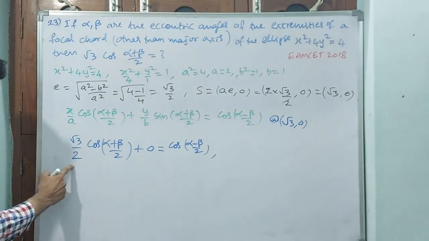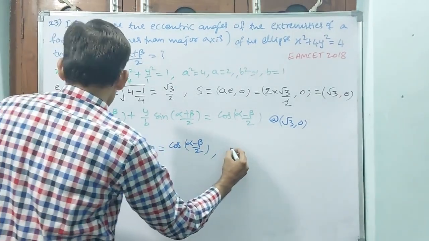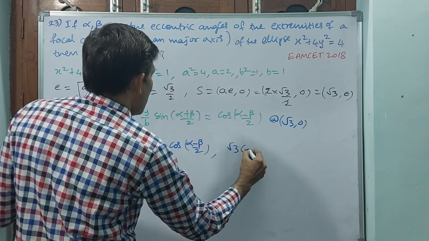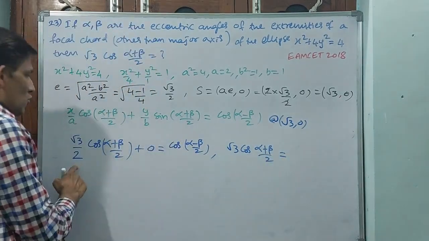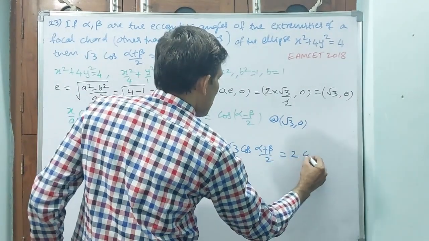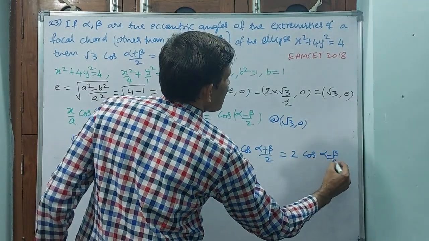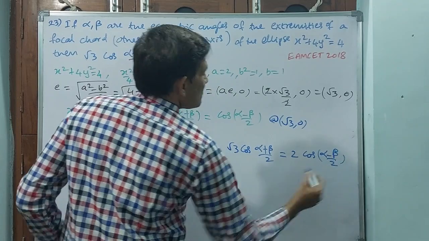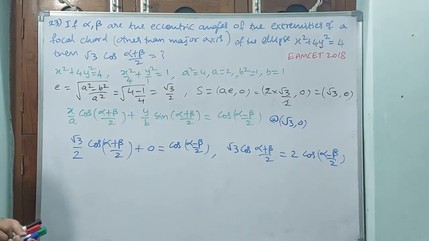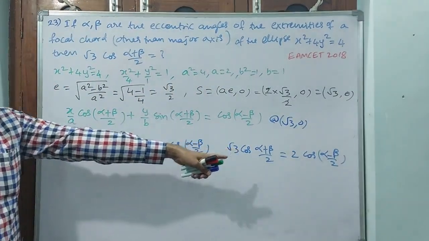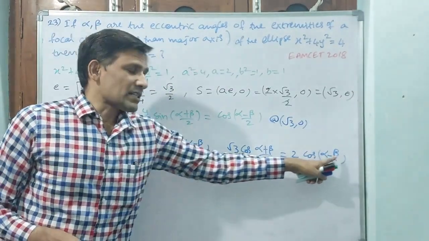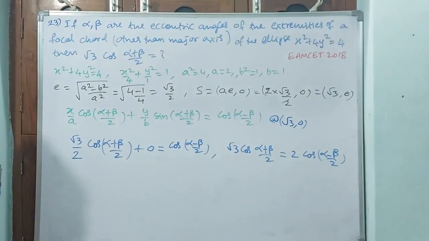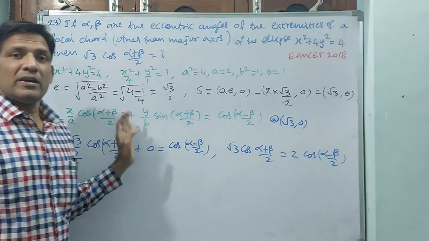Now, shall I transfer this 2 to that side? Definitely. Then what I am writing, you see, √3 cos((α+β)/2) is equal to 2 cos((α−β)/2), you multiply this side. This is the answer. They are asking for √3 cos((α+β)/2). 2 cos((α−β)/2) is your answer. Take this, we will go for the next question.